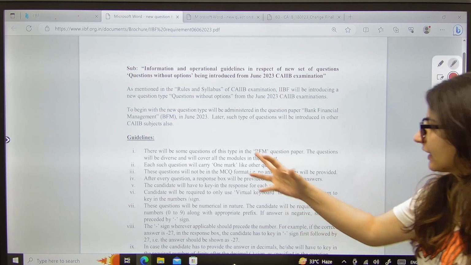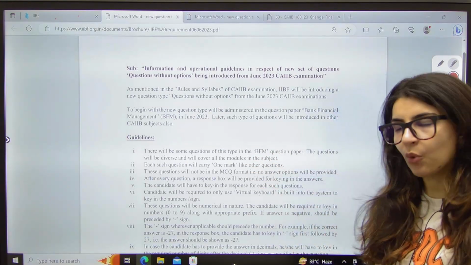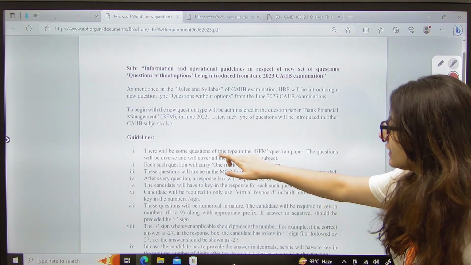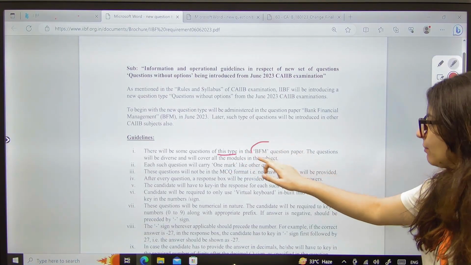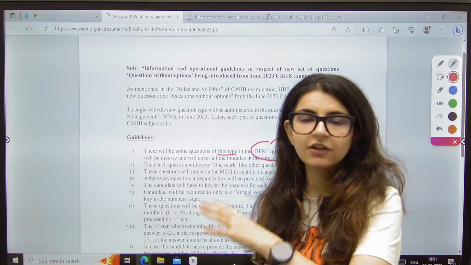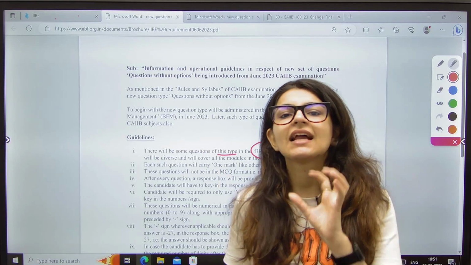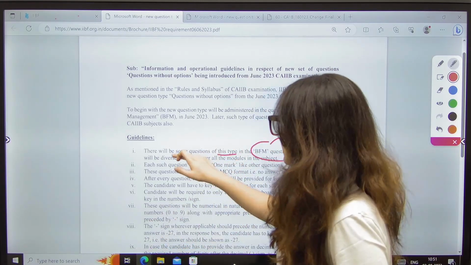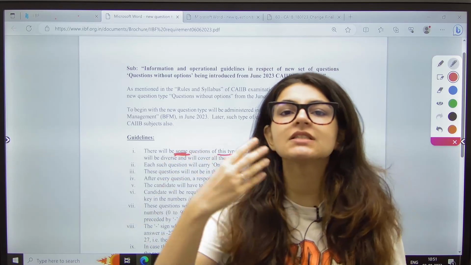Let us have a look at the guidelines. I hope it is visible to all of you. There will be some questions of this type in the BFM question paper. Of which type? The questions that the guidelines are talking about are those that will not have options. So now, only for some questions, options are removed.